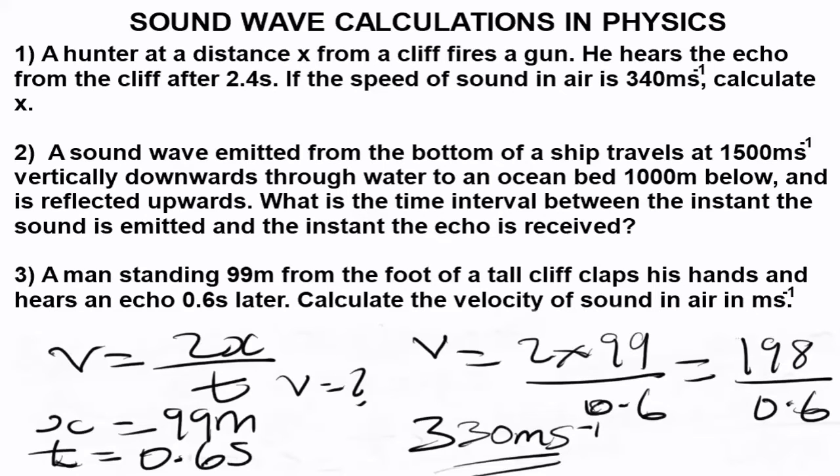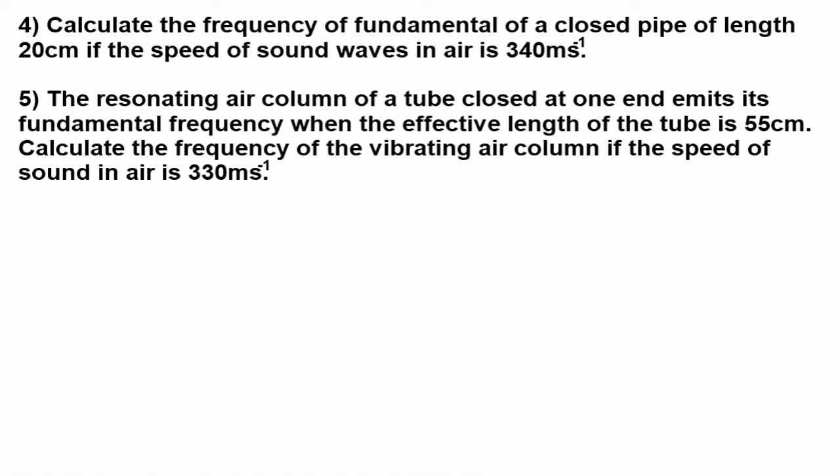Let's wipe this page. Okay, so let's look at question 4. Question 4 says calculate the frequency of the fundamental of a closed pipe of length 20 cm if the speed of sound waves in air is 340 meters per second. Alright, now note this, guys, very important.